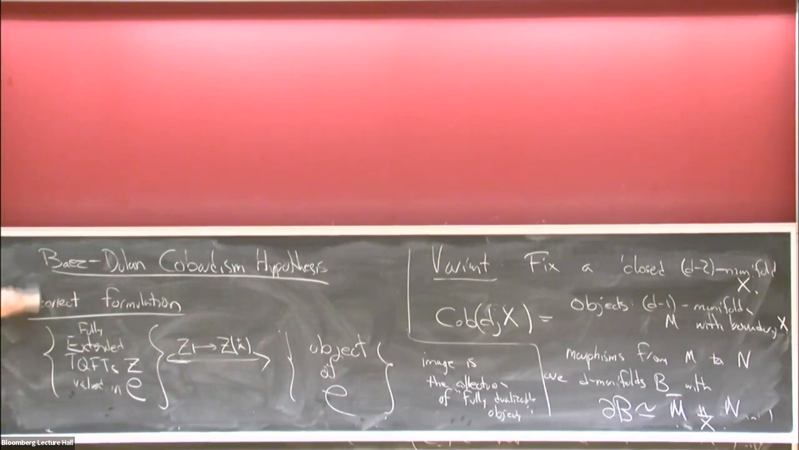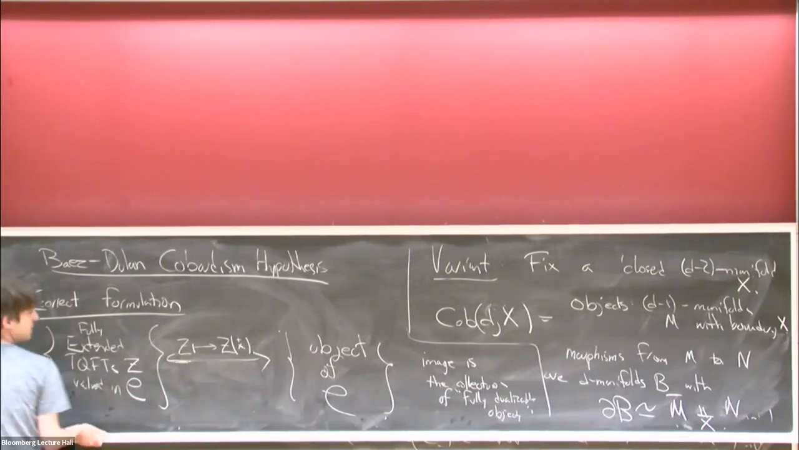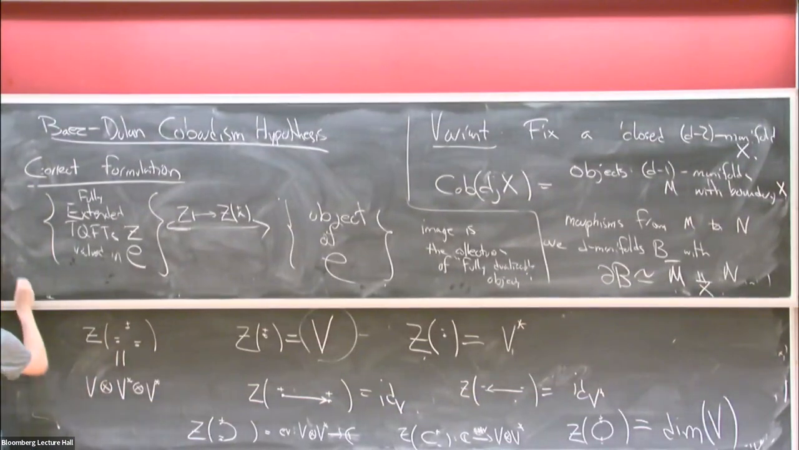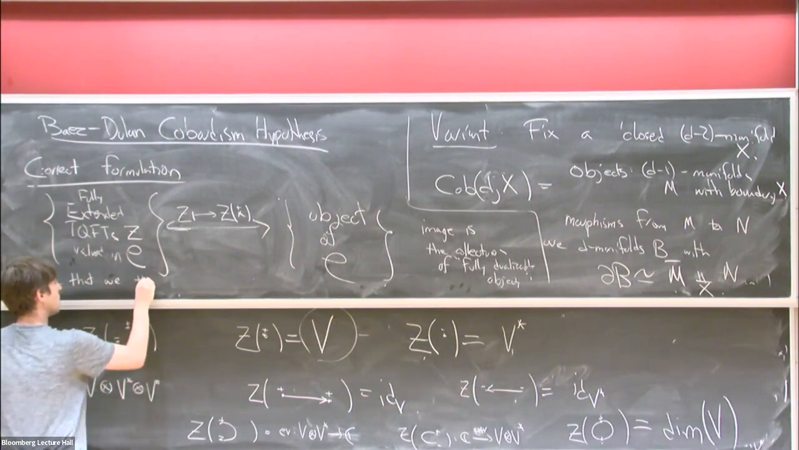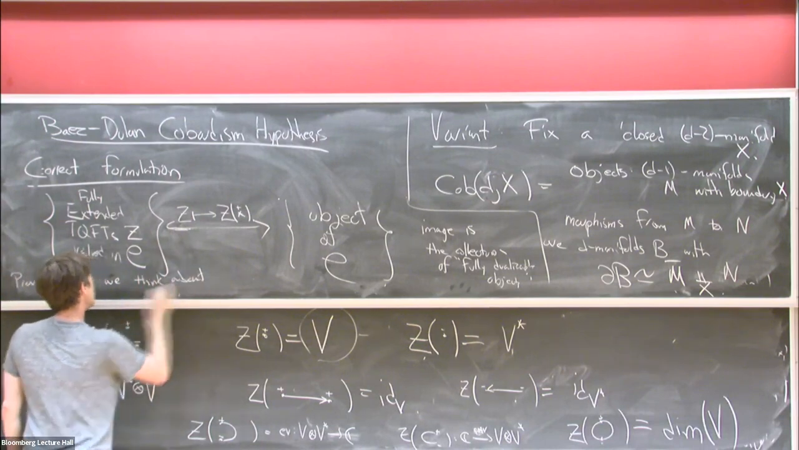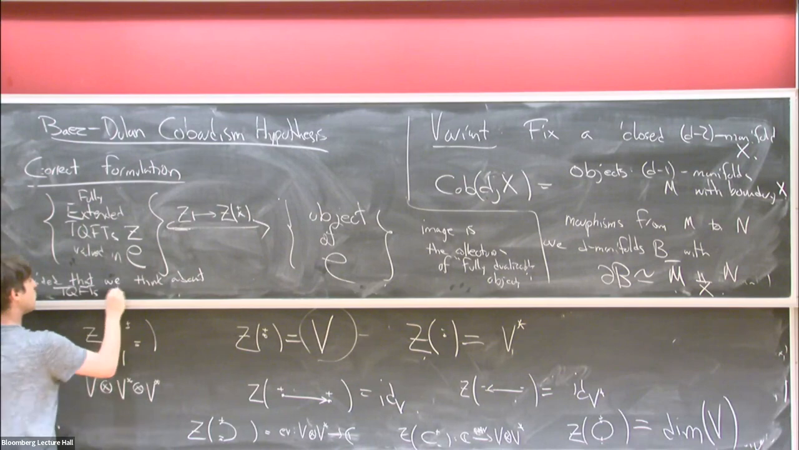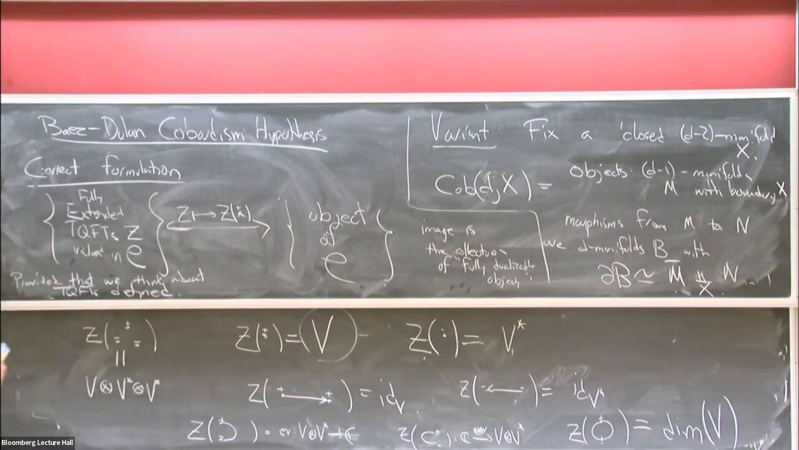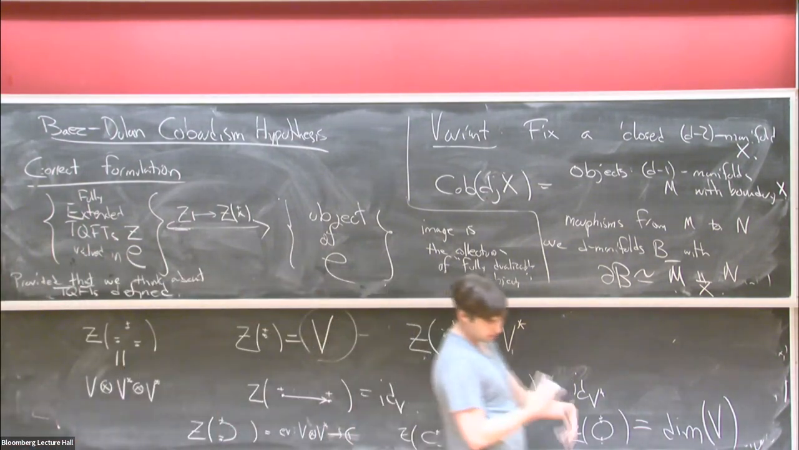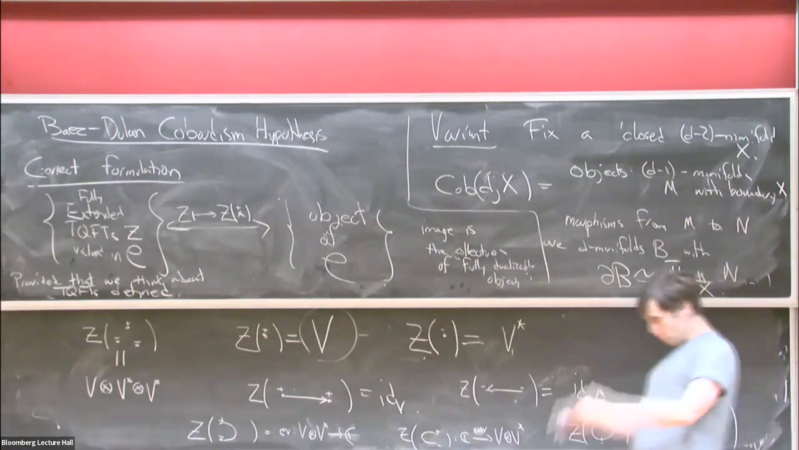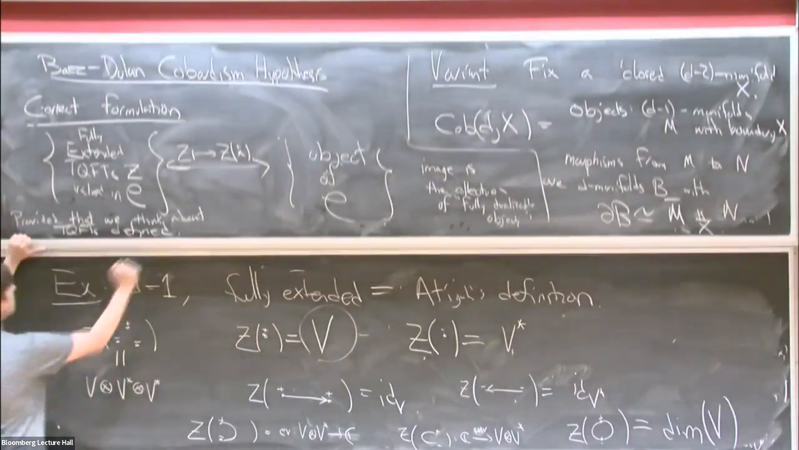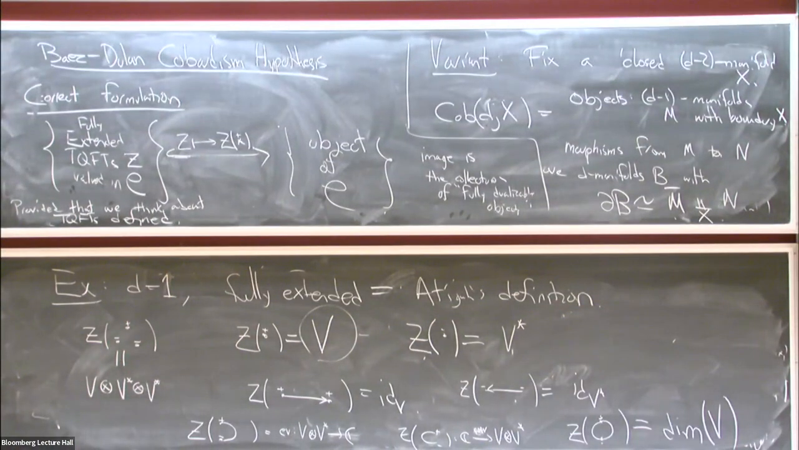And so the correct formulation is that this is true provided that we think about TQFTs which are defined. I said at the beginning, there's several variants of the definition of TQFT, depending on how much structure you want to equip your manifolds with. You can think about unoriented manifolds or oriented manifolds or spin manifolds or whatever. And in this analysis, we were assuming that manifold meant oriented manifold.